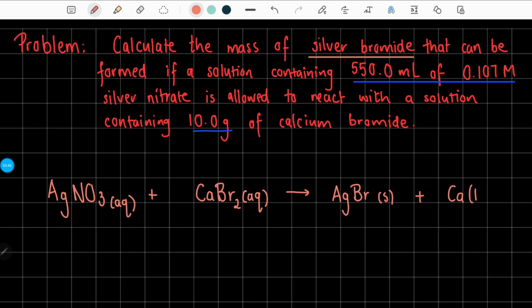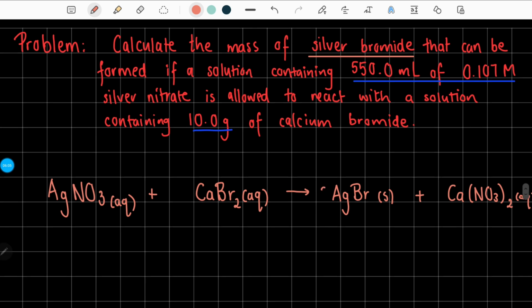So Ca(NO3)2, because nitrate is a -1 ion. And this is also aqueous because nitrate is soluble with everything. Let's also balance this equation because we have 2 bromines on the left. We need 2 bromines on the right, so we put a 2 here. And now we also need 2 silvers and 2 nitrates on the left. So we put a 2 here. All right, great. Now that we have our balanced reaction, we can move on to the next step.